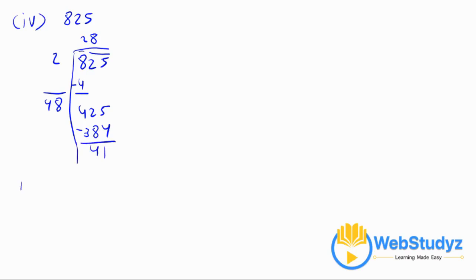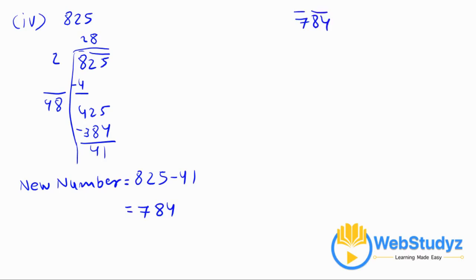That means for making the perfect square, the new number will be 825 minus 41. That will give us the number as 784. So the new number will be 784. Let's make the pair.